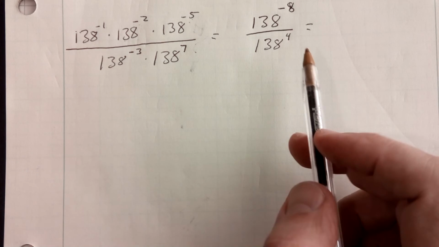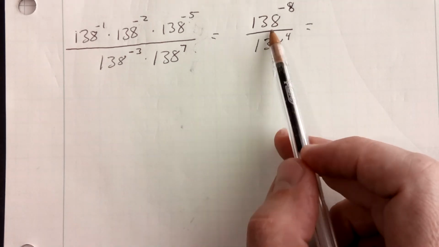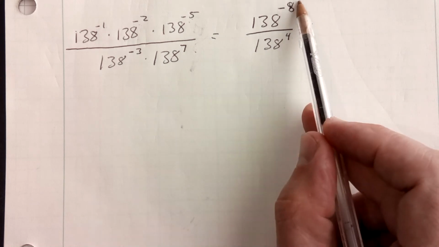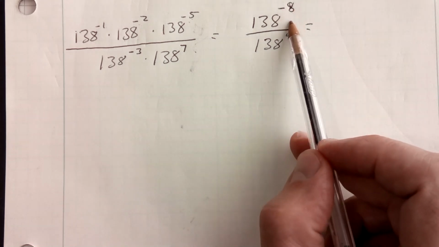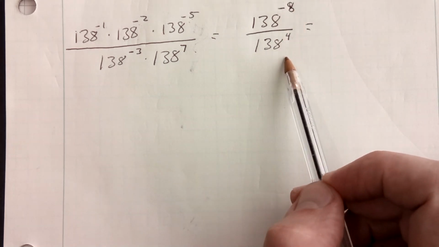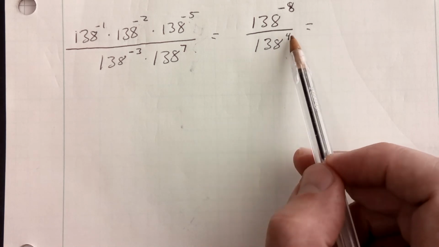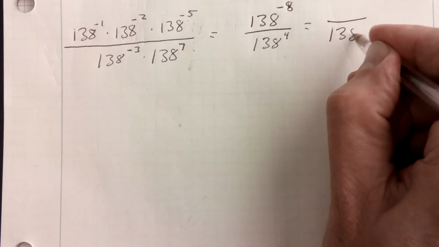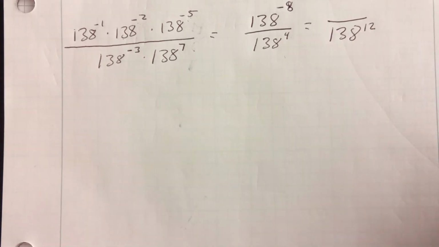Now I'm back down to just two terms, a single division, where I want to keep the exponent positive. So I'm actually going to bring this one down, making it positive. So I'm going to add a positive 8 to 4 and get 138 to the 12th power on the bottom, and we leave a 1 on the top.